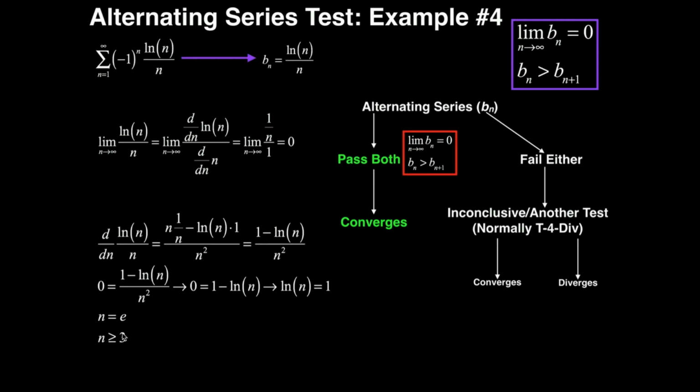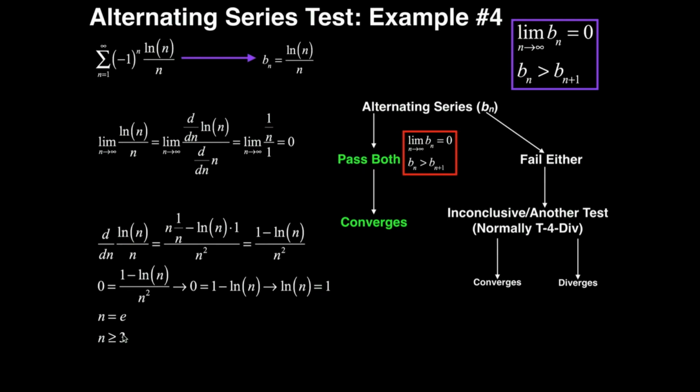Now this is an important point with the alternating series test. This statement, b sub n greater than b sub n plus 1, or it's a decreasing function, does not have to be true for every single number. You can have it start out increasing, okay, which it is here. It's increasing for basically everything less than e. That's fine, as long as it decreases at a certain point out to infinity.